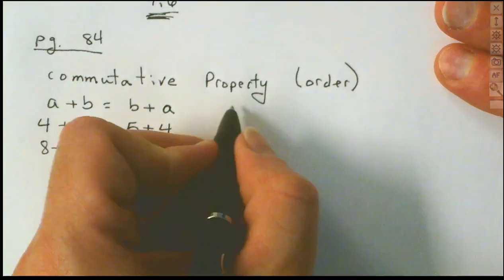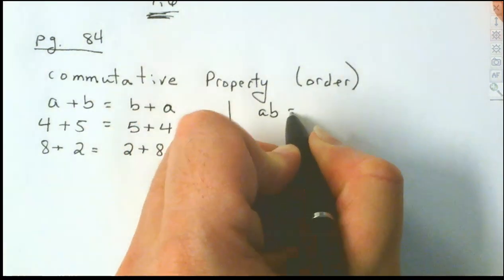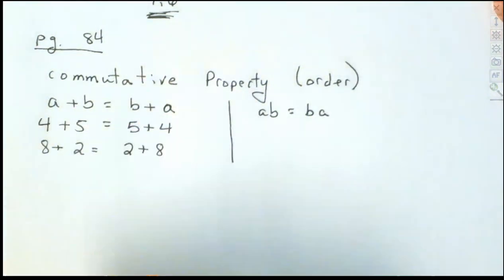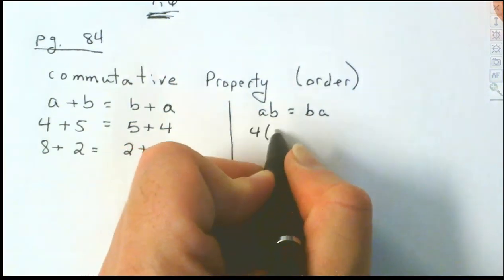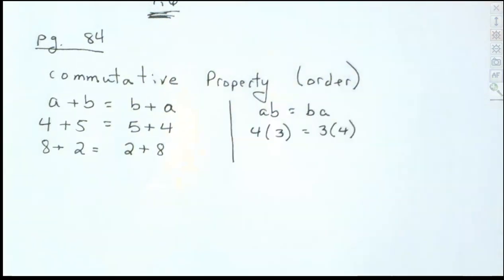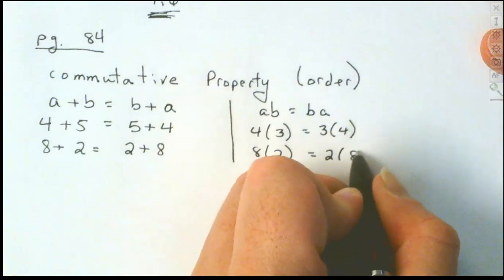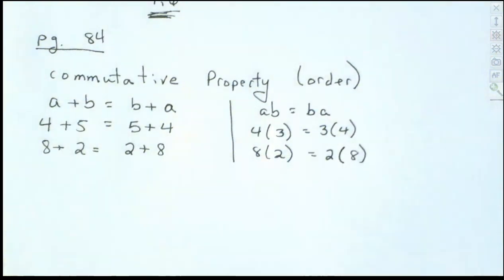And these, by the way, are just examples. It also works for multiplication. Because A times B is the same thing as B times A. And we know that's true because 4 times 3 is the same thing as 3 times 4, right? All I did was switch the order. 8 times 2 is the same thing as 2 times 8. So when I talk about the commutative property, what am I really doing? I am only changing the order. That's it. Order. Nothing else, just the order.